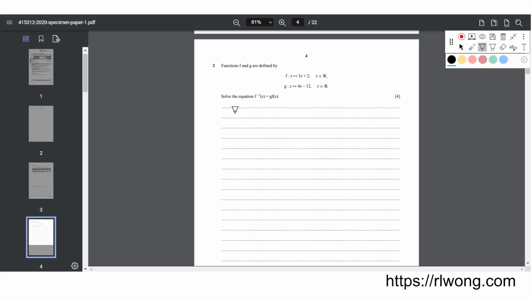To find f inverse x, we will let y equals f x. So y equals 3x plus 2. Next, we'll make x the subject. So we have x equals y minus 2 over 3. So for f inverse x, it is x minus 2 over 3.